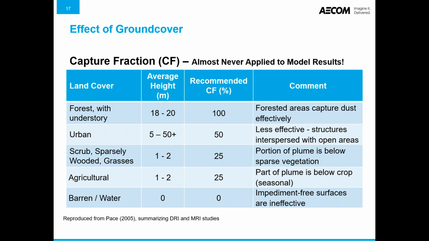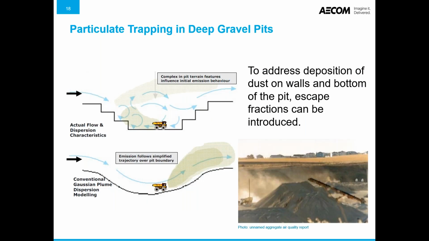Many of the pits that we're modeling are in larger forested areas than that. Typically, in areas around southern Alberta and around Edmonton, where land is agriculture or has scrubby bushes around, a 25% reduction in predicted concentrations is what we would consider applying.